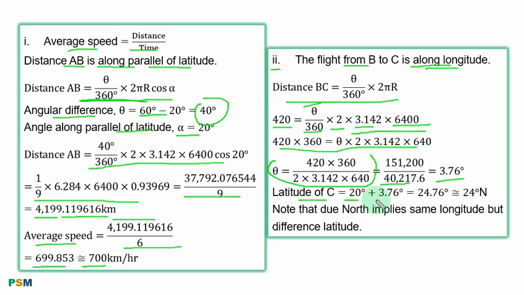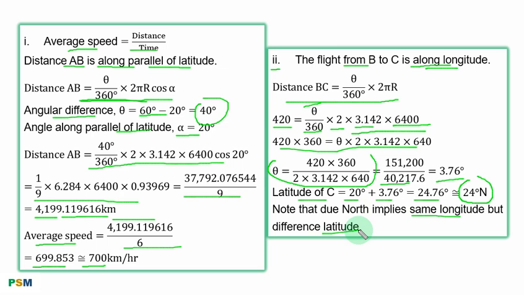Latitude of C is equal to latitude of B, 20 degrees, plus the angular difference. Now, this is the angular difference. You add it to the latitude of B in order to get the latitude of C, and that is 24.76 degrees. To the nearest degree, you have 24 degrees north. Note that due north implies same longitude but different latitude.